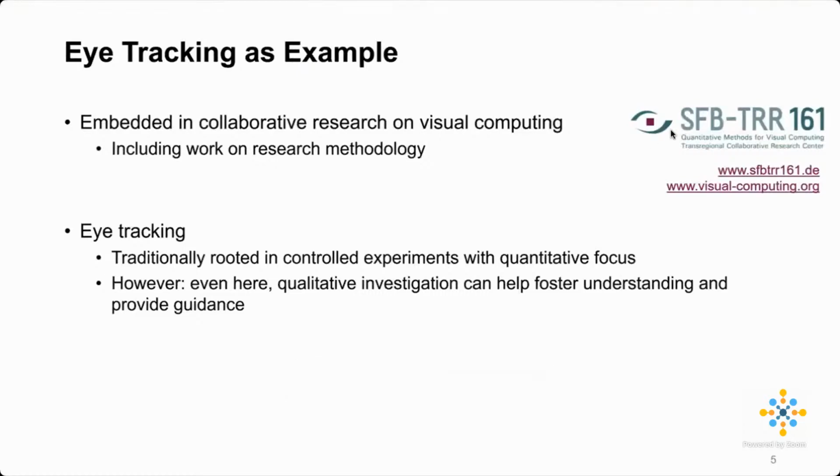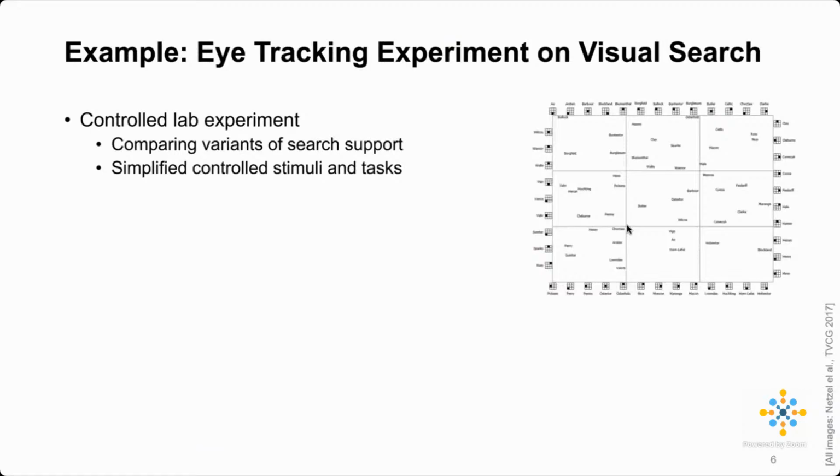One method is based on eye tracking. I use it as a starting point for bridging, initially from the quantitative side. I will show that even here, qualitative methods can be super helpful, for example, to improve understanding or provide guidance for empirical research. Let's take this example of a very controlled user study. In this lab experiment, we compared variants of support for visual search in maps. The stimuli and tasks were quite simplified and under strict experimental control. The image shows a typical stimulus.